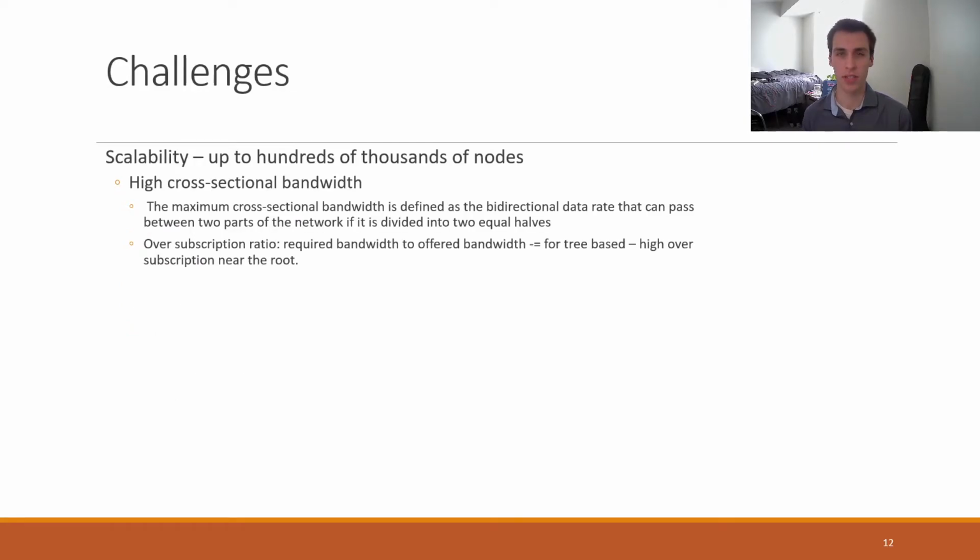Some challenges that arise with DCNs are scalability and high cross-sectional bandwidth. Scalability can be a challenge due to the large number of nodes that are going to be using the network. The number of nodes can be as high as hundreds of thousands. Cross-sectional bandwidth is defined as the bidirectional data rate that can pass between two parts of the network if it's divided into two equal halves.